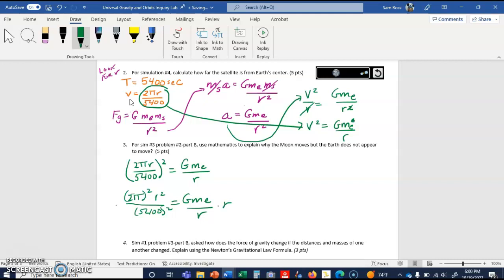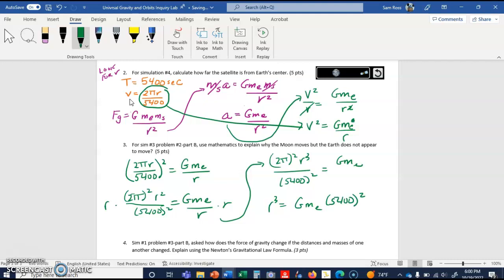If I multiply this by r and this by r, I'm going to end up with 2 pi squared times r cubed over 5,400 squared is equal to G M_E. If I solve for r cubed, I get G M_E times 5,400 squared over 2 pi squared. To get r, I have to cube root that. You have all of these numbers, so it's just a matter of plugging them in, and what you get is a big number, in meters.